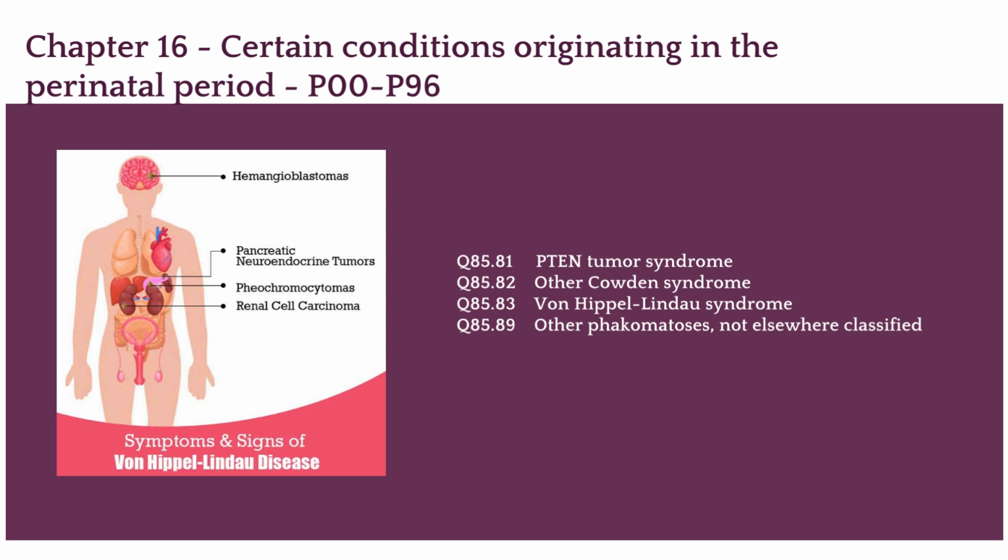Von Hippel-Lindau syndrome, as an example, is an inherited or genetic disorder that is characterized by the formation of tumors and fluid-filled sacs in many different parts of the body. So these are four new codes that were added to this chapter.